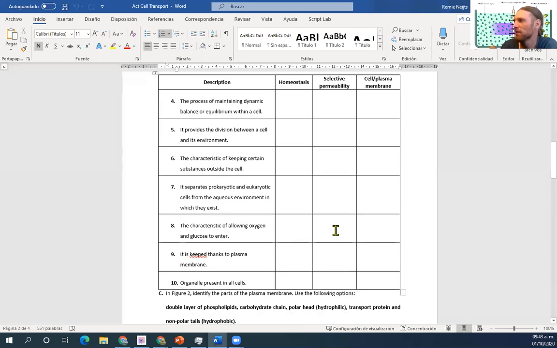Guillermo, number 9. No, 8, sorry. The characteristics of allowing oxygen and glucose to enter. Homeostasis. No, it's not homeostasis. No. Cell plasma membrane. No, also not. You have one more option. Oh. Yeah, selective permeability. Yeah, it's selective permeability because cells have channels to let glucose and oxygen in.